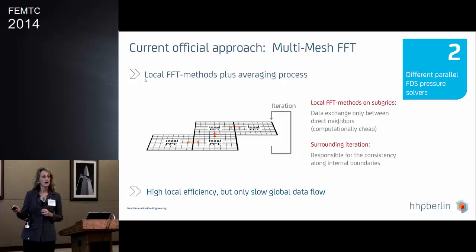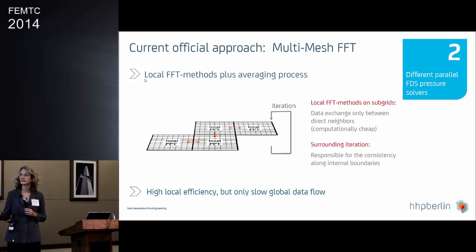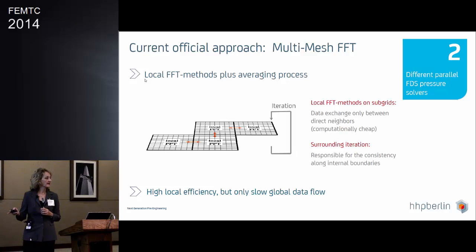So here you can see how it works graphically. We have our grid, and on each submesh we perform a local FFT method. Those local meshes are coupled together with local data exchanges. That means each mesh has only to talk with its direct neighbors. And on modern parallel computers, this operation can be performed with high computational efficiency.